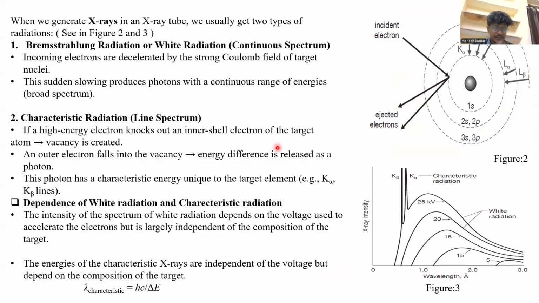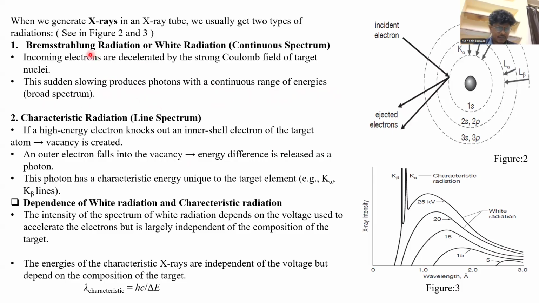When we generate the X-ray in an X-ray tube, we get two types of radiation. First is white radiation, Bremsstrahlung radiation. Second is characteristic radiation. Bremsstrahlung occurs when incoming electrons are decelerated by the strong Coulomb field of the target nuclei. As a result, it produces photons. This sudden slowing produces photons with a continuous range of energies, meaning it generates a broad spectrum.